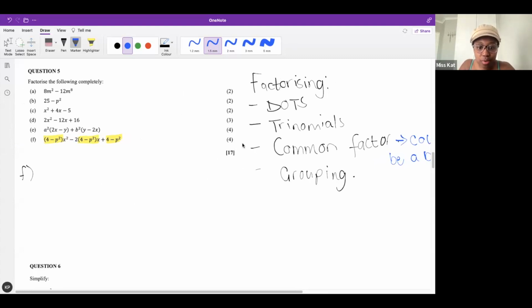Now, what do we do after we find the common factor? Take it out. We factor it out. That was the point of finding it in the first place. So we said our common factor is 4 minus p squared. Now after you take it out, you have to write what's left. Let's start with the first term, which is that one over there. After you factor out 4 minus p squared, what's left in the first term? The one that's blue currently.